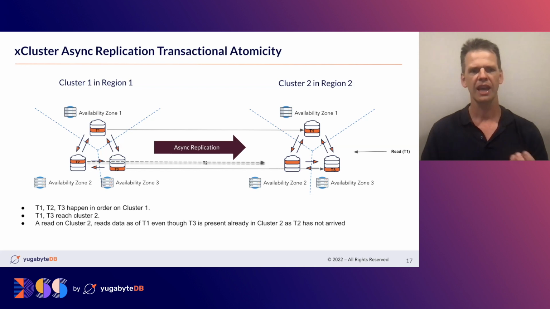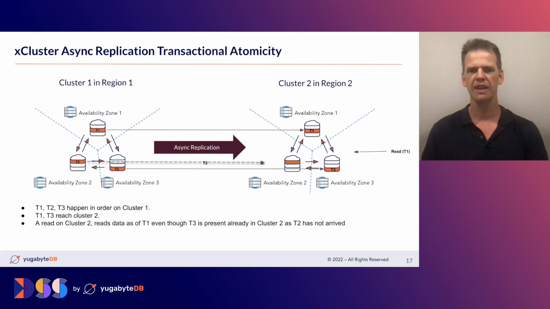But let's say we have three updates that happen, T1, T2, T3. They happen in order on cluster one. And as you can see, they've occurred on different nodes. Therefore, they're on different shards. It's entirely possible, again, by the vagaries of networks, that T1 and T3 have reached my destination.